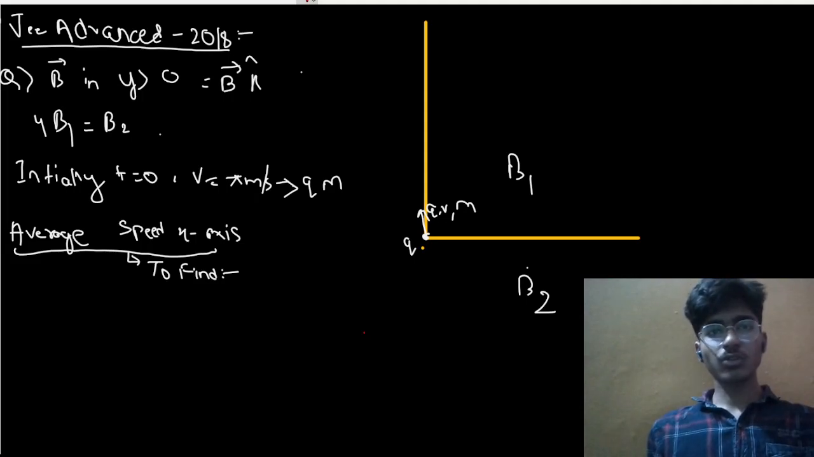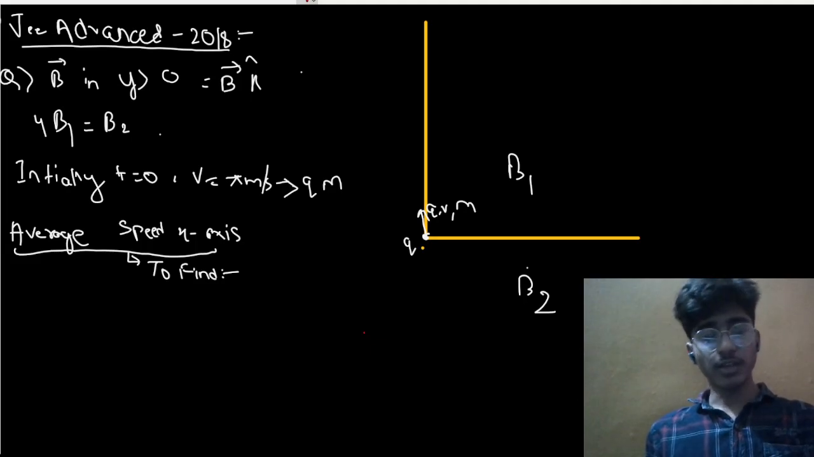And today we are going to solve the JEE Advanced 2018 magnetism question, which is totally based upon a charge in a magnetic field. So this is quite an easy question that was asked in the JEE Advanced.